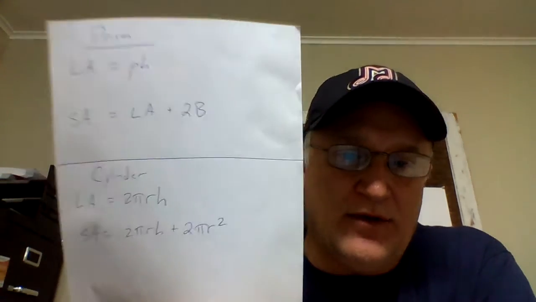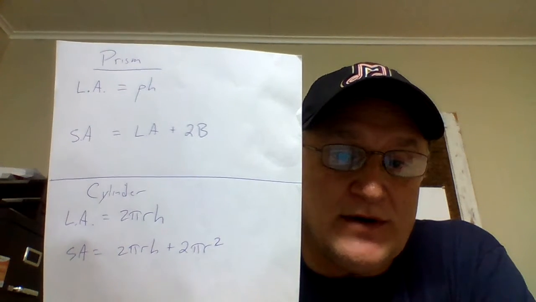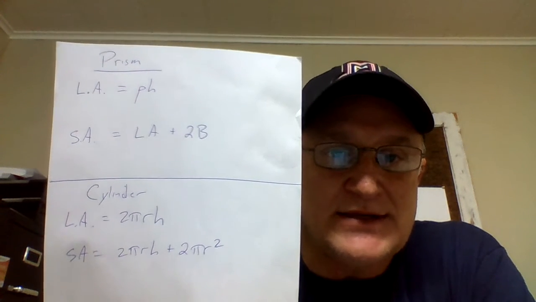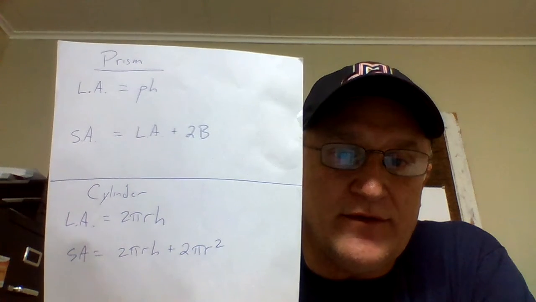And the surface area takes this lateral area and you add to it 2 bases. Of course, the formula for the area of a circle is pi r squared. So you have your lateral area plus 2 circles. So you have your lateral area, 2 pi r h, plus 2 pi r squared, being the area of the circles. So that's the formula for the surface area of a cylinder, which really is the exact same thing as the formula for a prism. It's just the bases are circles instead of polygons.